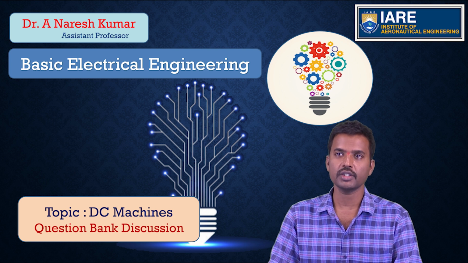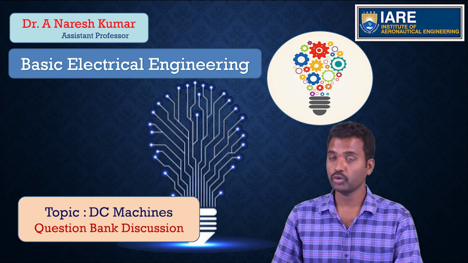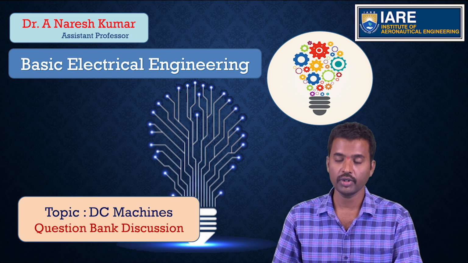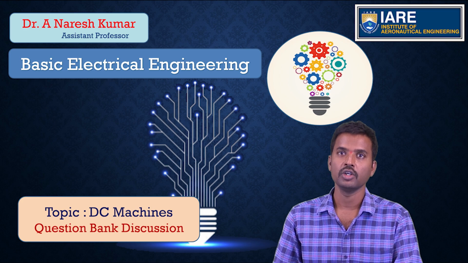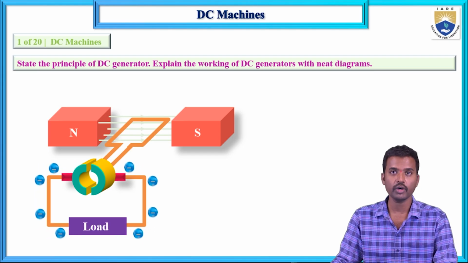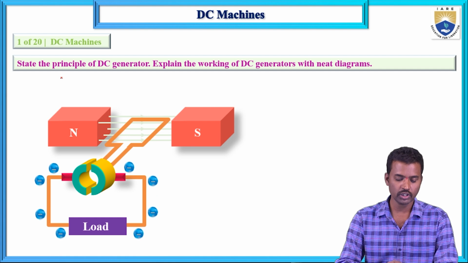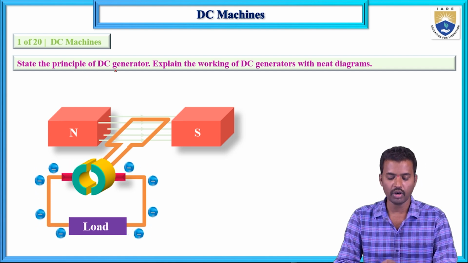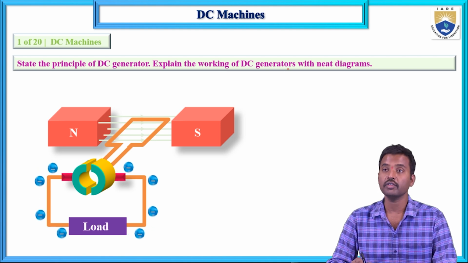Today we are going to discuss the question bank on DC machines. These are the questions we are going to discuss in this video lecture. In total we have 20 questions. The first question is: state the working principle of a DC generator. Explain the working of a DC generator with a neat diagram.